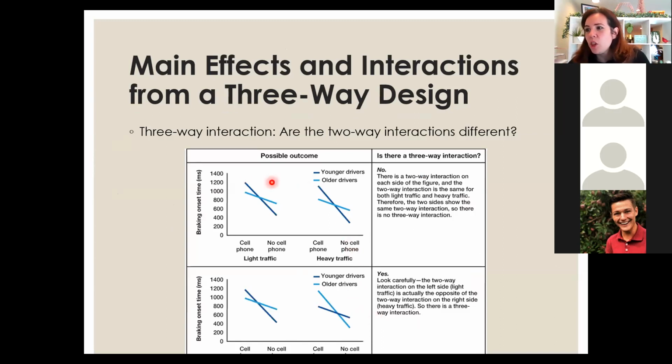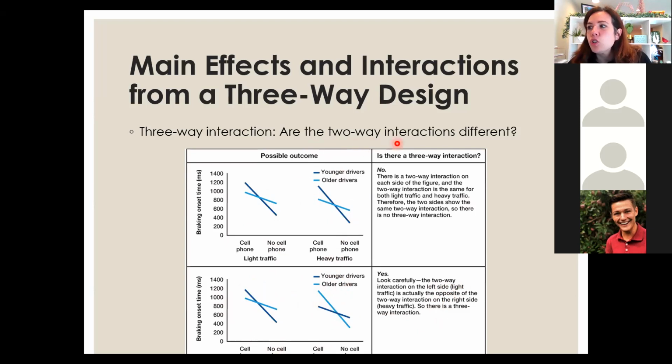Again, this would be looking at different data and how that would change, right? So again, cell phone use with light and heavy traffic. This says there's no two-way interaction because both of them have a crossover effect, okay? But here, the two-way interaction on the left side is actually the opposite. Look at this. So this is showing younger drivers have a really significant decrease with cell phone when they're in light traffic. Whereas look here, the biggest significance is with older drivers, whereas younger drivers, it's just more of a slightly depressed. Again, this is all fabricated data. They're just showing us the different examples.